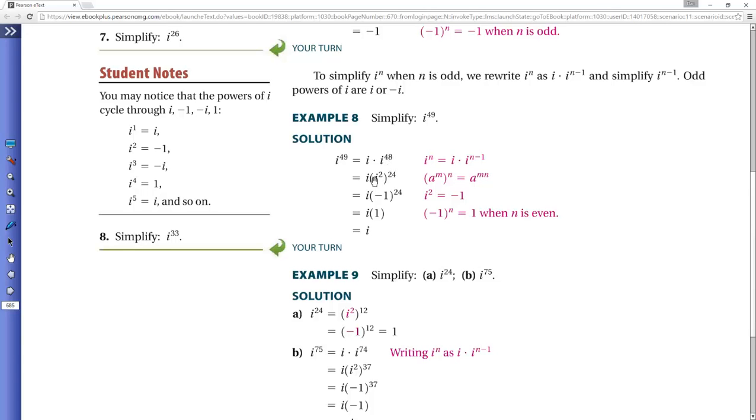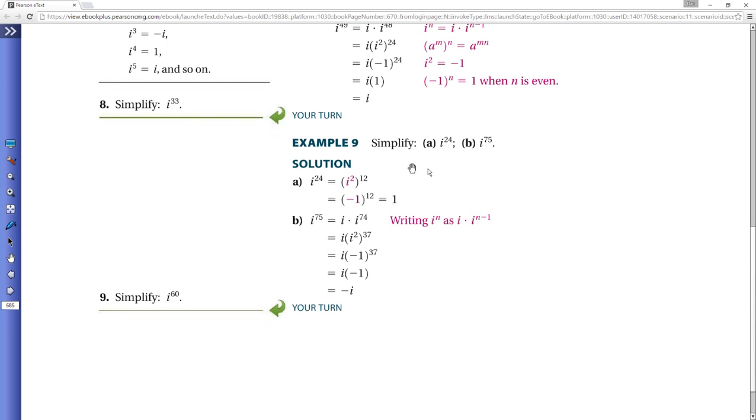So I need to set this up in terms of i squared. Once I get this to the 48th power, I can take a power of a power. It's always going to have to be even, because 2 times anything always ends up being an even number. They make it even by taking i to the 1 power out of that. So here's my new multiplication and power of a power. This is going to be i times (-1) to the 24th power. You have to do exponents first. This is even, so -1 to the 24th power is 1. 1 times i is i. Okay?